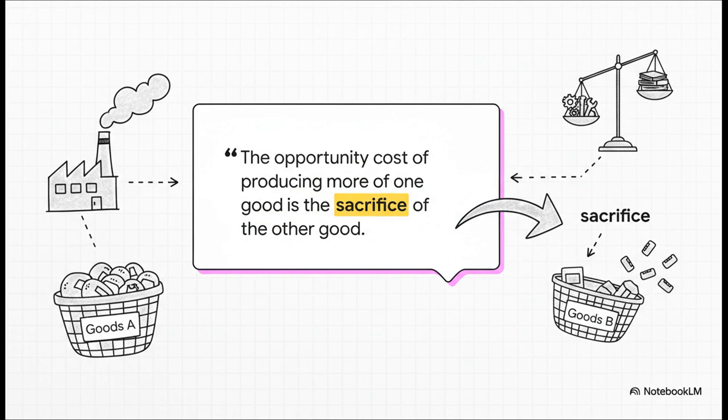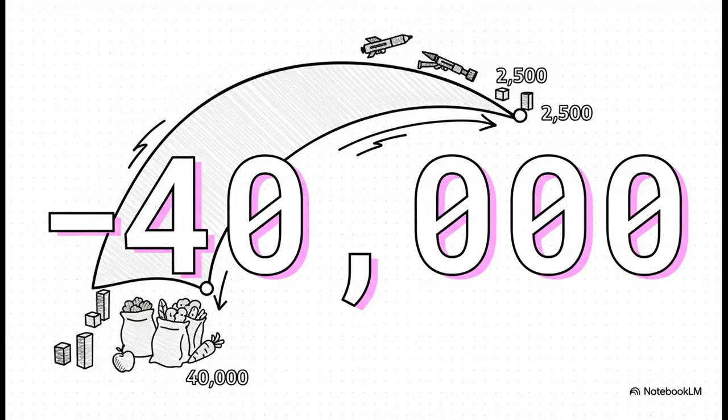Because our resources are limited, choosing to make more of one thing means you absolutely have to make less of another. The PPC makes this trade-off totally visible. Moving from one point to another along that efficient curve isn't free. Just look at this graph. To crank up weapon production by 1,000 units, this economy has to give up 40,000 pounds of food. That lost food, that is the opportunity cost of those extra weapons.